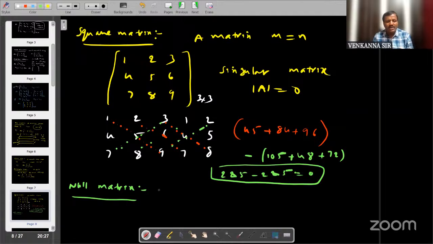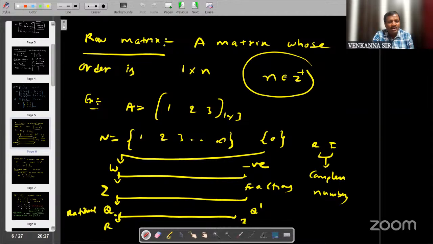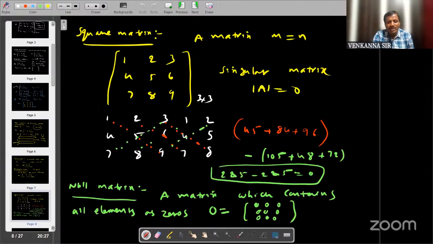Null matrix. What is a null matrix? A matrix which contains all elements as zeros. That is a null matrix: 0, 0, 0, 0, 0, 0, 0, 0, 0. And there is no restriction on the order of the null matrix. A null matrix can be of any order, no problem. Right? That is about the null matrix definition. So till now, what types of matrices have we discussed? Row matrix, column matrix, rectangular matrix, square matrix, null matrix.